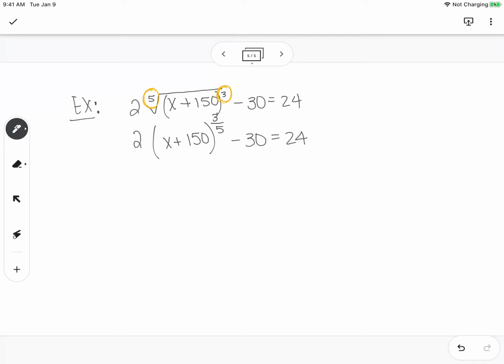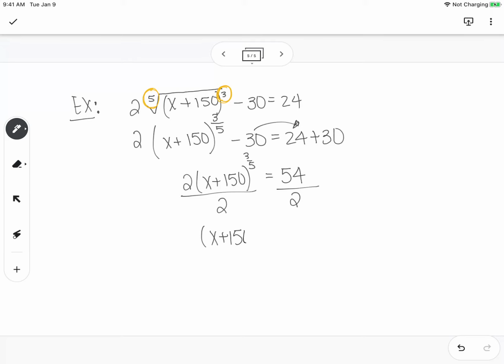All right, so now I'm ready to go. I need to isolate the stuff that's in the parentheses. So the 2 and the 30 have to go, but it's got to go in a particular order, just like when you solve an equation. So I'm going to move the 30 first by adding it. So I get 2 times x plus 150 to the 3/5 power equals 54. Now I've got to get rid of my 2. How do I get rid of that 2? That's right, you divide by 2. So x plus 150 to the 3/5 power equals 54 divided by 2, which is 27.